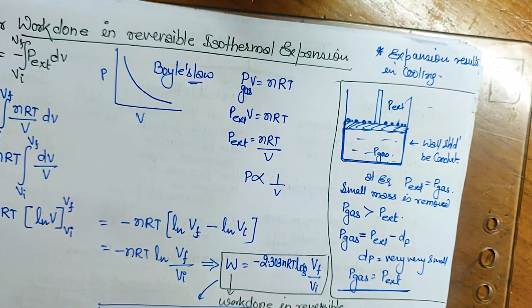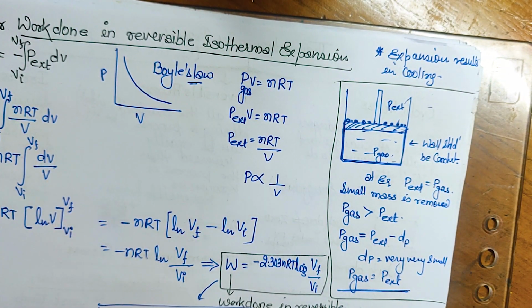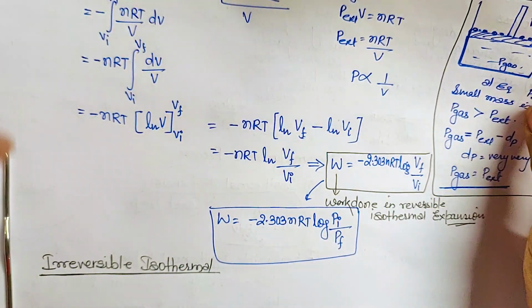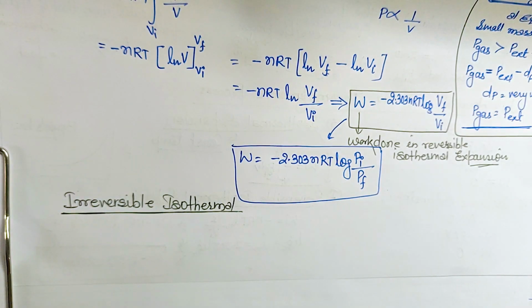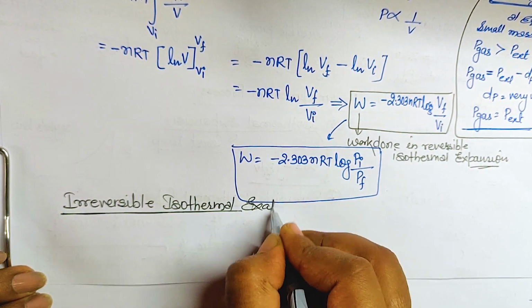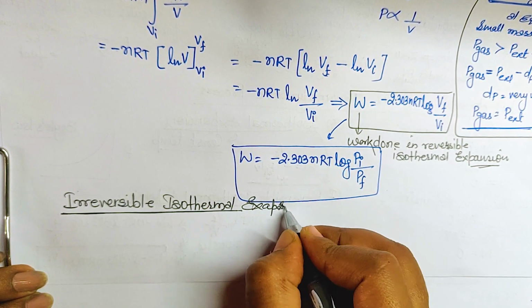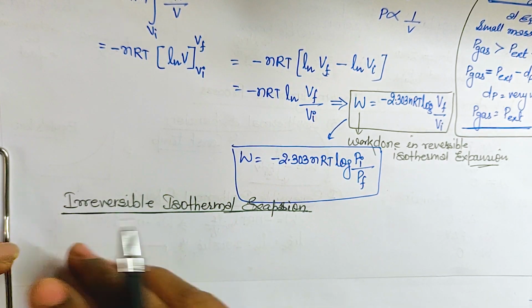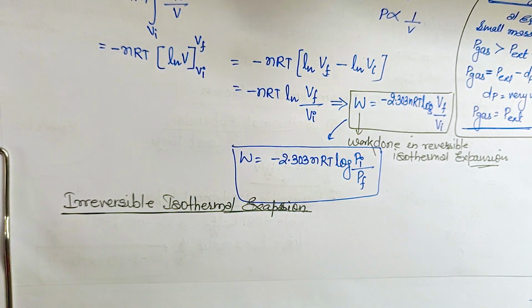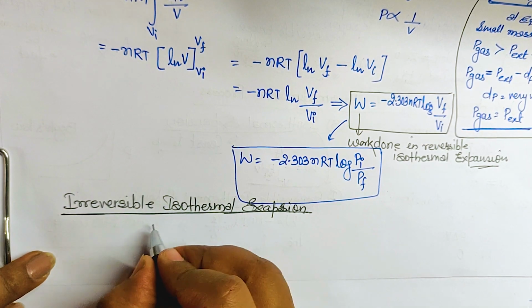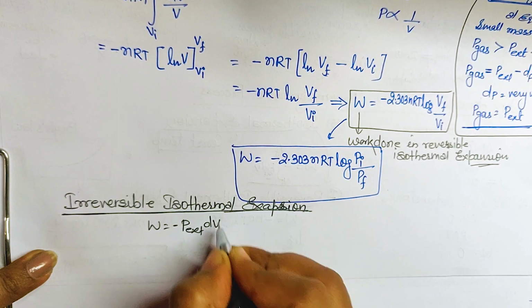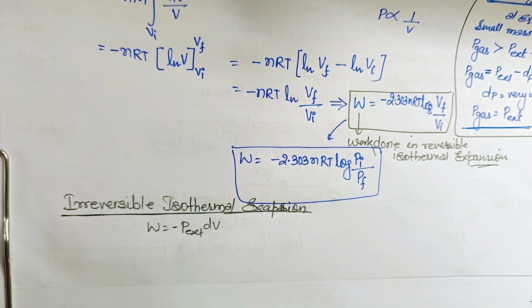Okay, so now we will learn the work done. There is also an irreversible isothermal process, that we will learn. Now we will do the work done in irreversible isothermal expansion. As I told you in the starting, whenever we see an irreversible process, whether it is isothermal or adiabatic, don't worry about that. We will simply assume the work done is equal to minus integral of P external dV. Clear? Okay, so there are two cases.